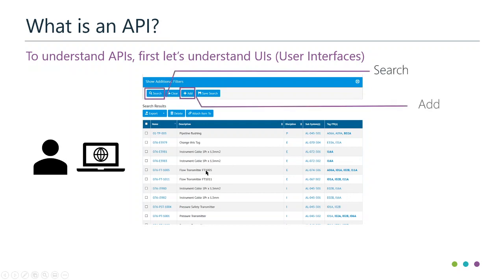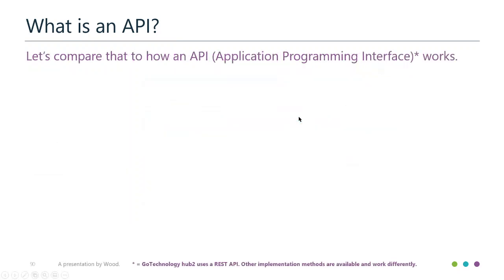And with a UI like this, you've got buttons, you've got links, you've got scroll bars. By interacting with those elements, you can perform certain commands. So we can see here searching, adding new records, deleting, viewing. We just move our mouse to it or use our finger and we click. So now we know what a UI is, let's talk about an API.